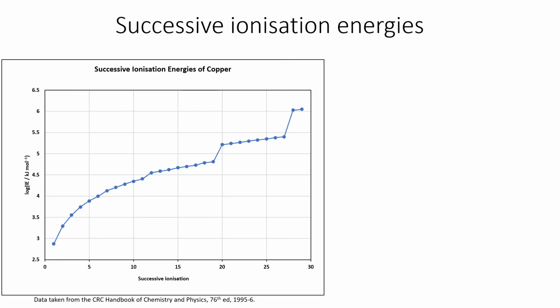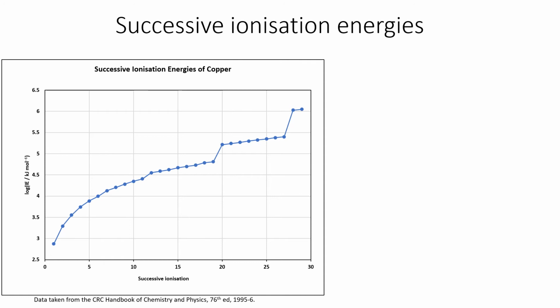So on the previous slide, we defined ionization energy and then went on to define the higher ionization energies and also considered them in terms of an energy level diagram. And this sets us up now to look at successive ionization energies in general, and in fact in the specific case of an element. You can see on the slide here, we've got the successive ionization energies of copper plotted.